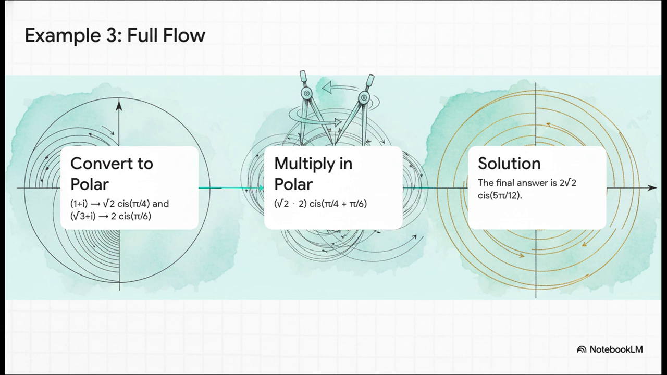We just use our rule. Multiply the moduli, root 2 times 2 is 2 root 2, and add the angles. Pi over 4 plus pi over 6 is 5 pi over 12. Done. The solution is 2 root 2 cis 5 pi over 12. We just completely dodged that whole FOIL nightmare.